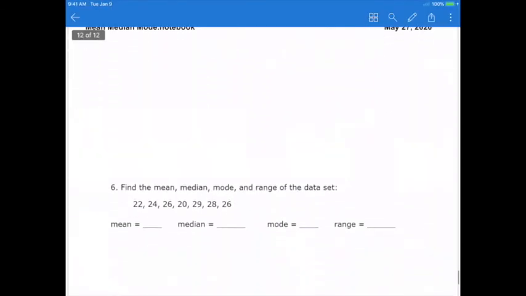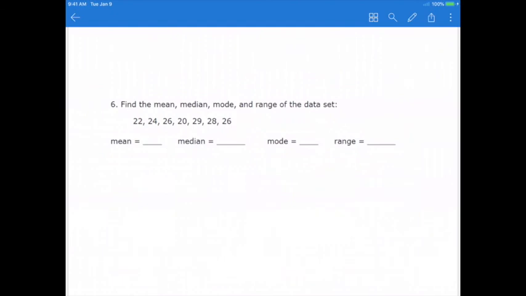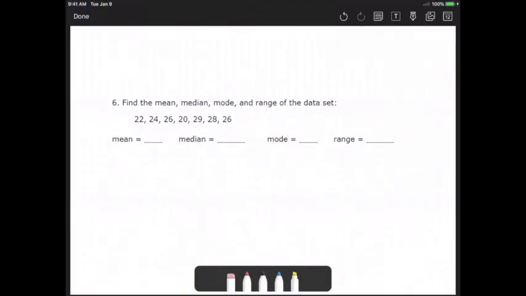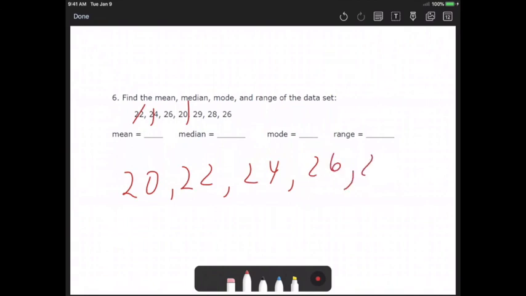All right, so next, let's see. I think we might have one more. All right, last one. So put them in order and then go ahead and try to figure out. So pause, then hit play. All right, here we go. So I got 20, 22, 24, 20, 22, 24. I got 26, 26, 28, 29, 28, and 29.